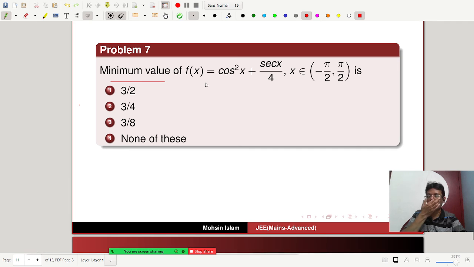That means greater than or equal to. And x is given in the range minus pi by 2 to pi by 2. That's the range of x, so that is also a very important observation. In this range, why have I taken this range? Because cos x is positive.